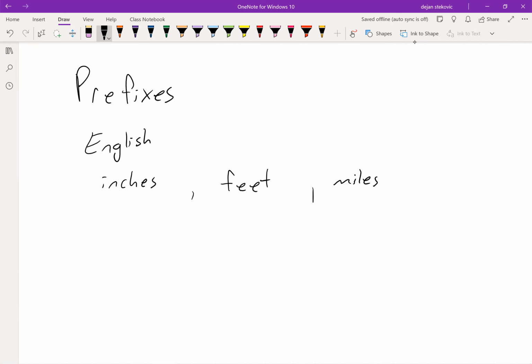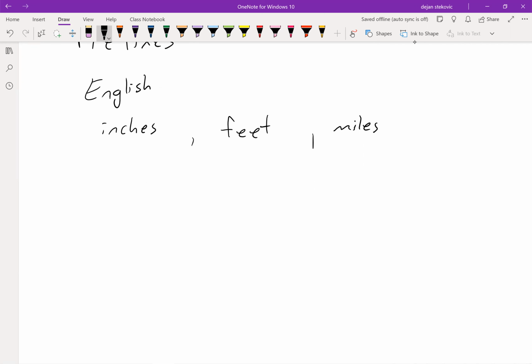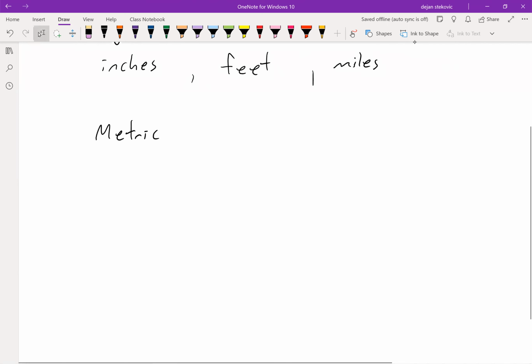So you can see they're all units of measurement within the same system, yet they've got different names and the conversion between them is terrible. Whereas in the metric system, we only have one way to measure distance, and that's the meter. But we can still talk about really small lengths and really large lengths by just attaching a prefix to it.